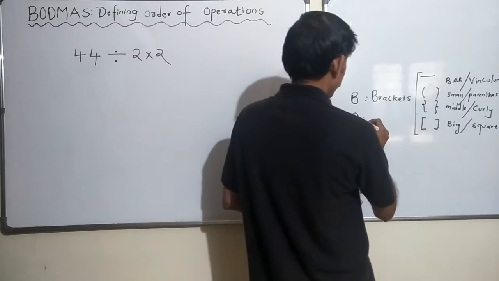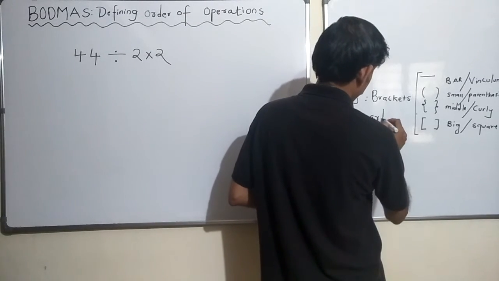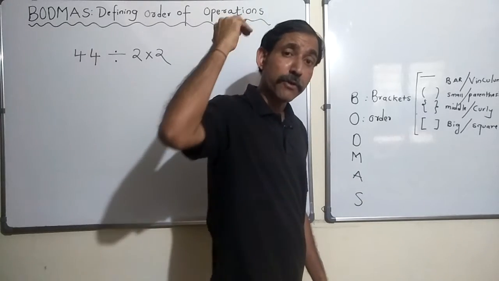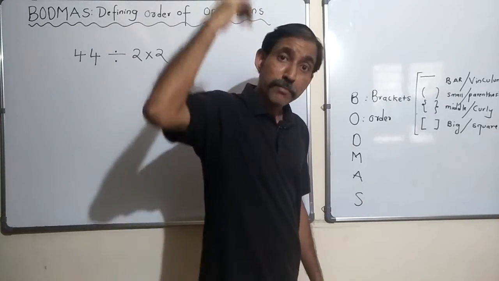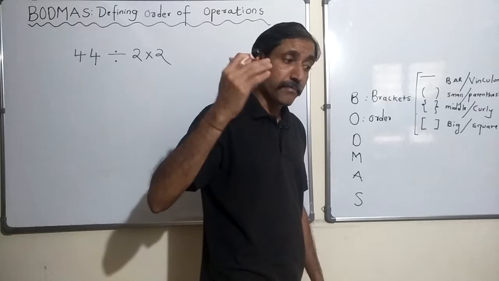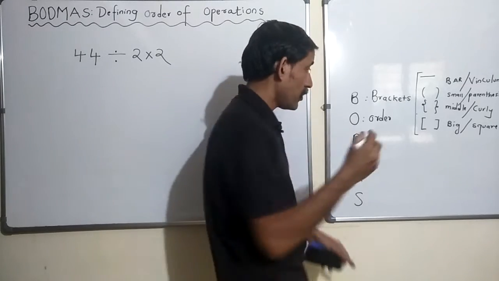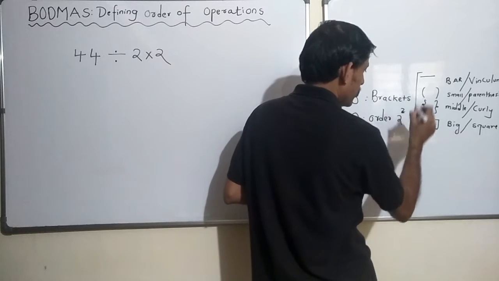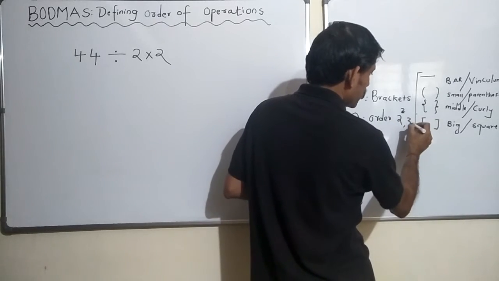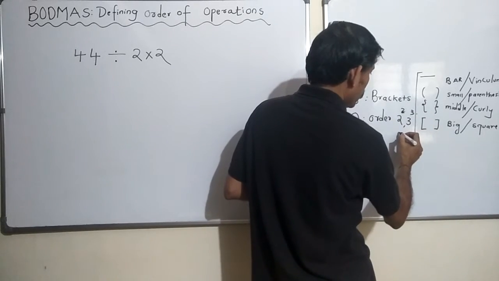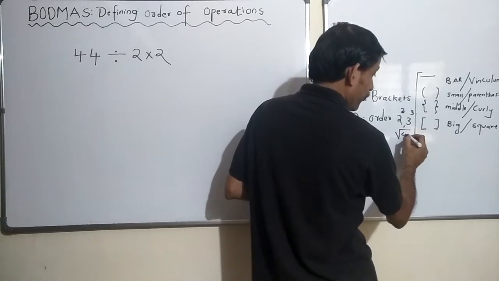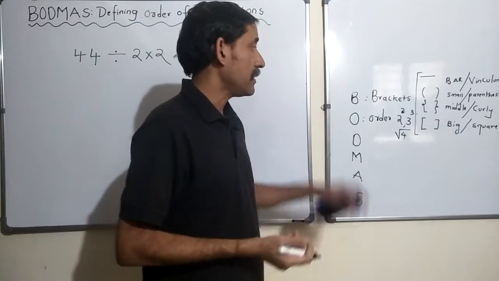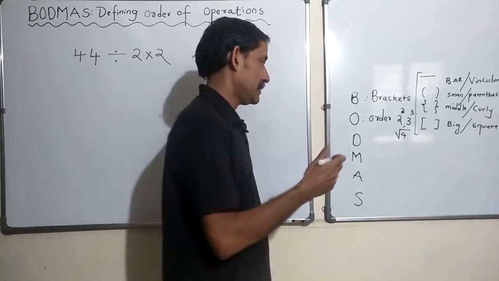Now the second one is the order. Order in the form of, let's say, 2 square, 2 raised to the power of 2, 3 raised to the power of 3. You can have 2 square, which is the power, or 3 square or 3 cube, or square root of 4. These are the things that you should consider next once you have taken care of the brackets.